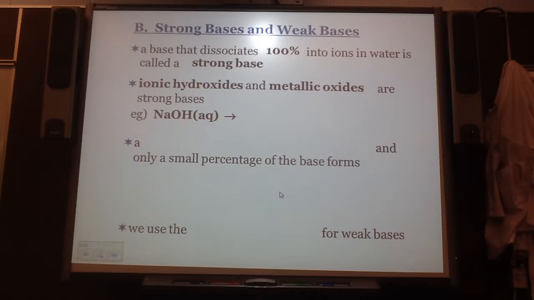For example, an ionic hydroxide behaves like an ionic compound. So if we have our NaOH aqueous, it will dissociate into Na+ and OH-.